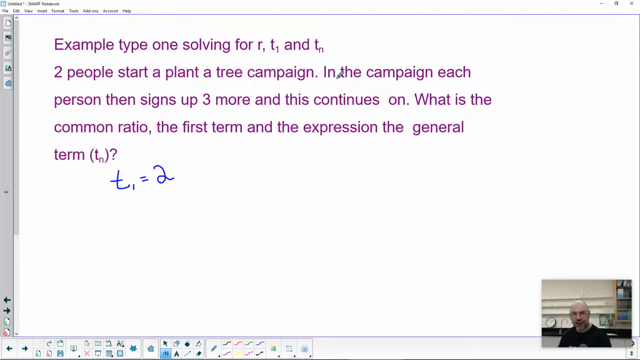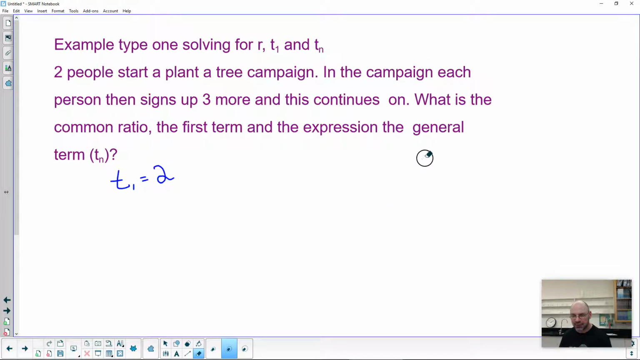Okay, and then it says in the campaign, each person signs up 3 more. So you're going to take 3 more and 3 more and 3 more and 3 more. If we were to draw this out, if we had one person, then they would go to 3, and then these 3 would go to 3, and so forth. So you're multiplying by 3s as you go along. It's growing exponentially. Okay?